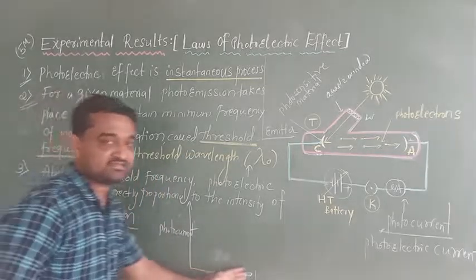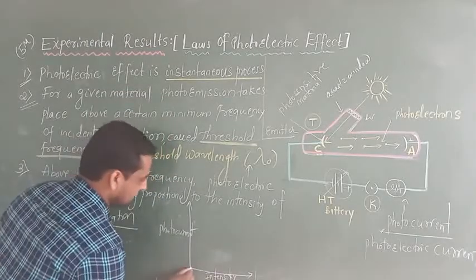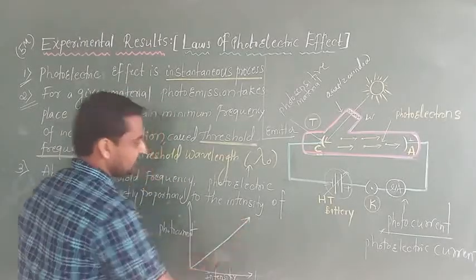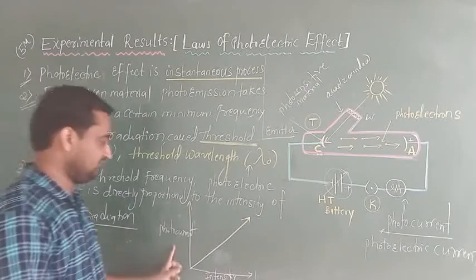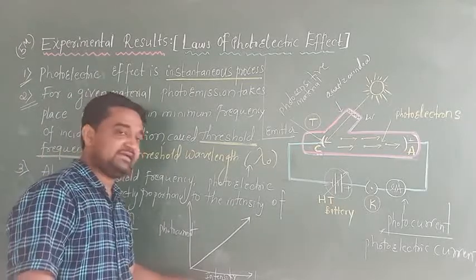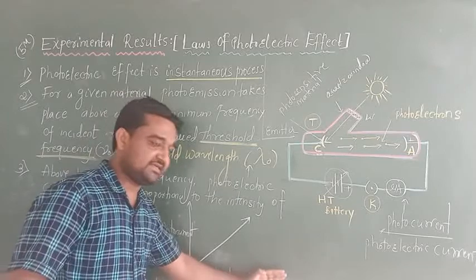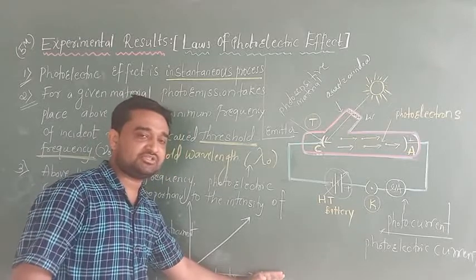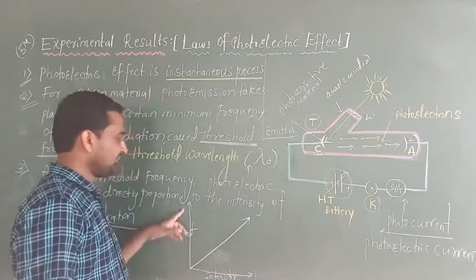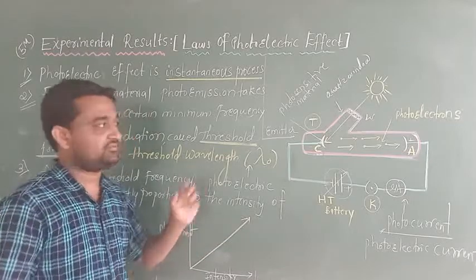So as the intensity increases, the photoelectric current goes on increasing. So, direct relation, right? Direct relation between photocurrent and intensity. As the intensity of incident radiation increases above the threshold frequency, the photoelectric current also goes on increasing.